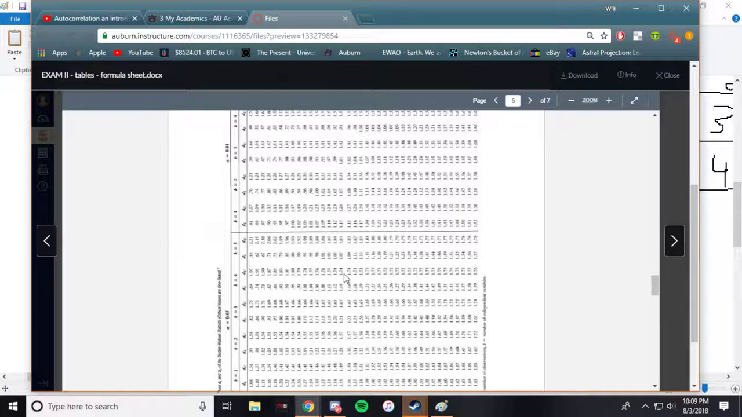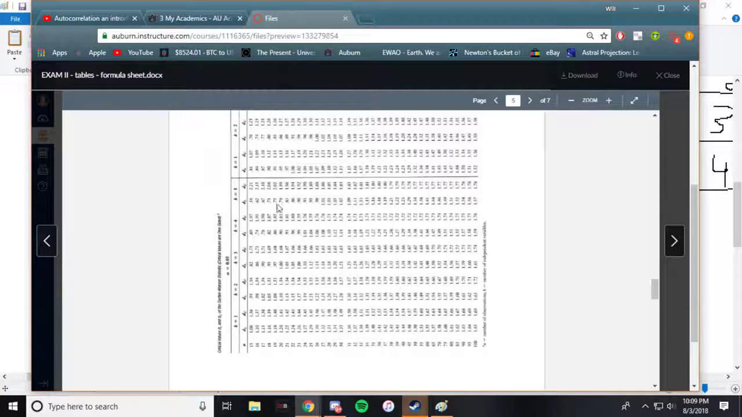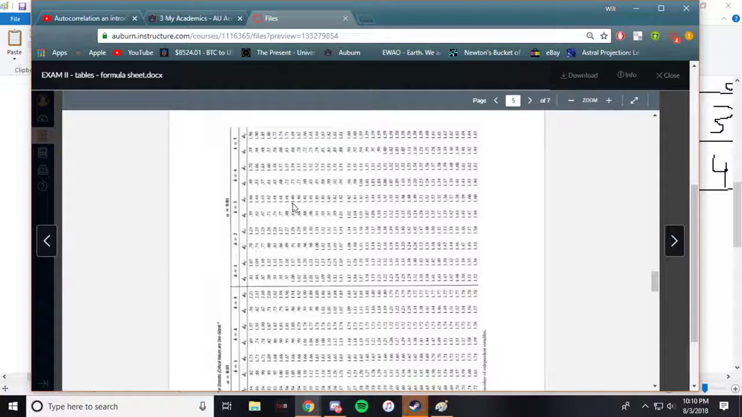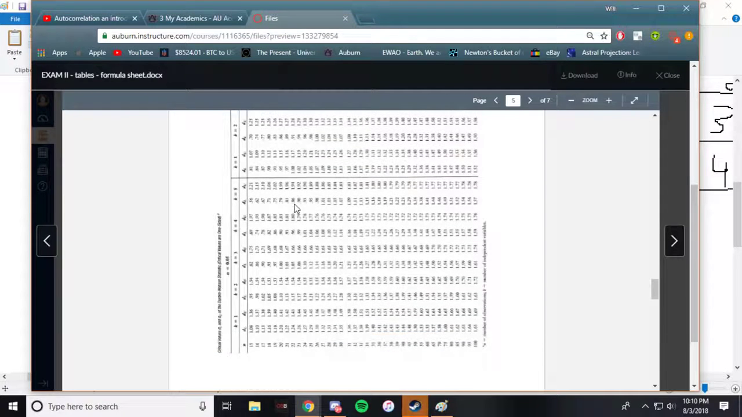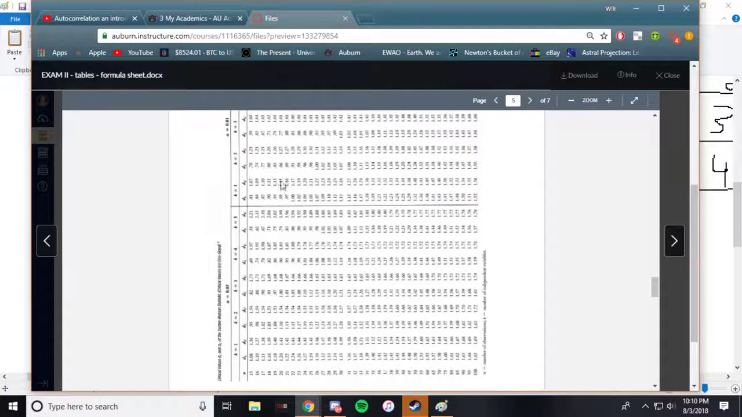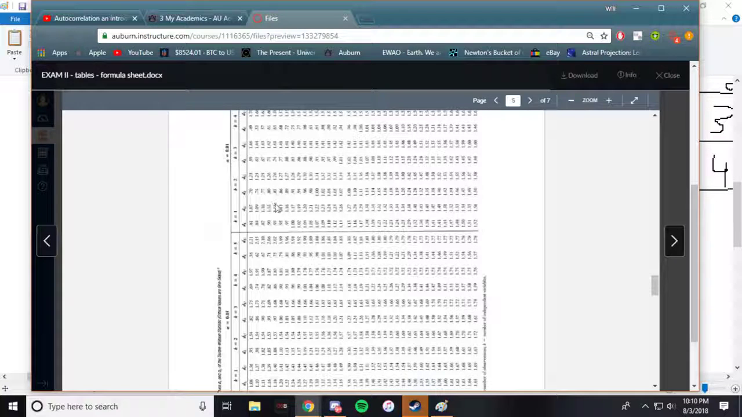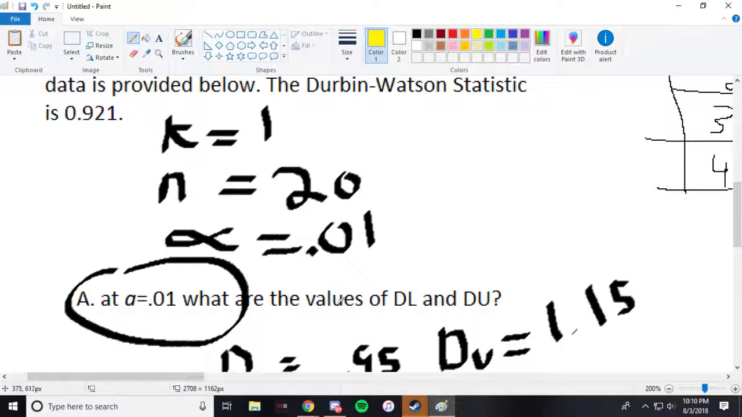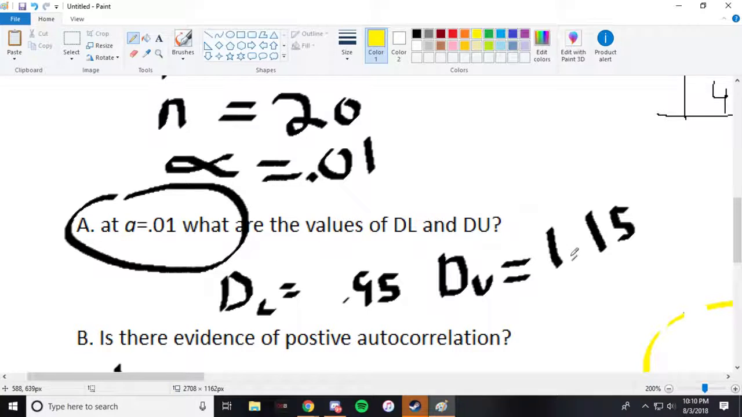If you just turn your heads to the left, you will see that this half of the table is for an alpha level of 0.05. That's not what we are interested in. We are interested in this half of the table for alpha 0.01. One thing to note is that this far left is our N. So we will go to 20 up here, and then follow it all the way to the 0.01, and up at the top it shows our K. That gives us a DL value of 0.95 and a DU value of 1.15. With this new information, we can go ahead and plug that in and answer the first question.